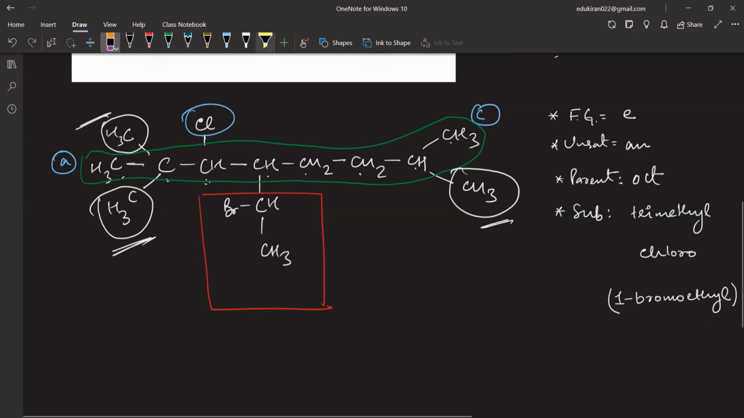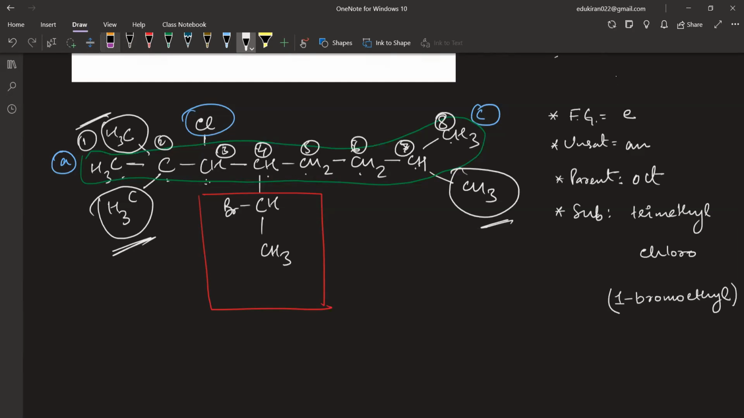Okay. Now we will number it. Where should I start the numbering from? From A or from C? A. Mansi, did you understand why A? Because the substituent is nearer. Yes, near. Very good. So we'll start with A. So we will get 1, 2, 3, 4, 5, 6, 7, 8.